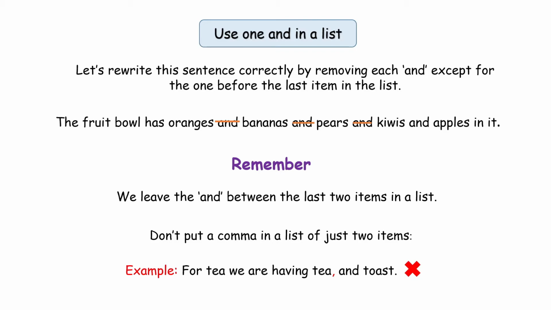And don't put a comma in a list of just two items. Just use the word and. An example is shown below. For tea, we are having tea and toast. So because you've got an and in between just two items, you don't need a comma.